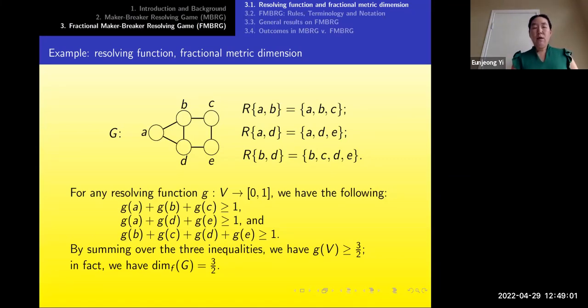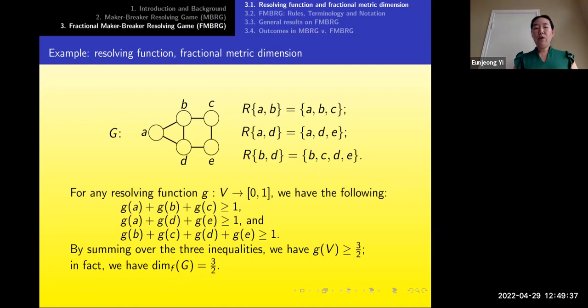So what we are doing is that we are going to sum up the values assigned to A, B, C under the function G, and that should be at least 1. And the values assigned for A, D, and E under the function G should be at least 1, as well as the values assigned for B, C, D, E under the function G should be at least 1. So there are 3 inequalities here. Now, if you look at these 3 inequalities, the interesting thing is that each vertex appears exactly twice. So when you sum up, you have twice G of the entire vertex set is at least 3.